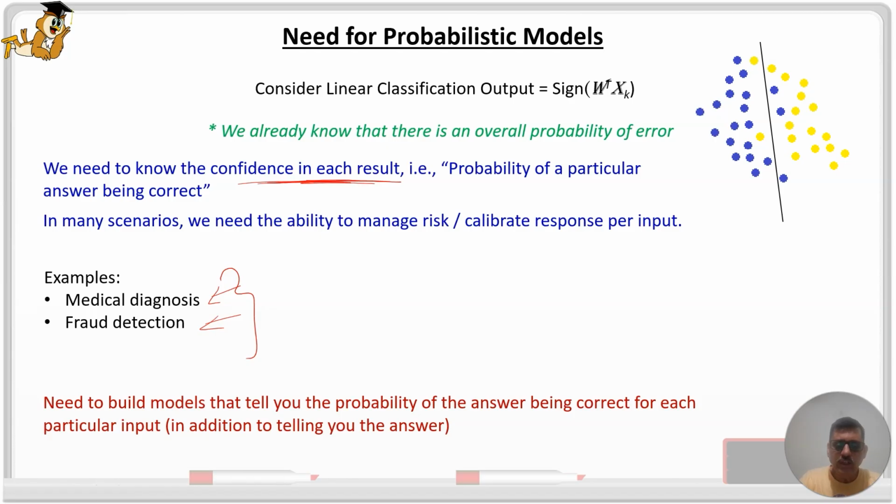What we need to do therefore is to build models that tell us the probability of the answer being correct for each particular input, in addition to telling you the answer. Models that tell you the probability of the answer being correct for each particular input. That is what you're looking for, and that is what probabilistic models do.